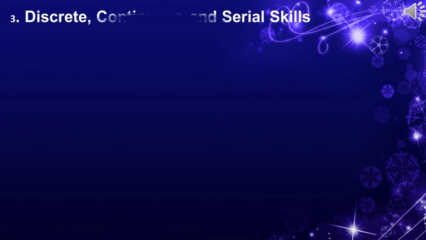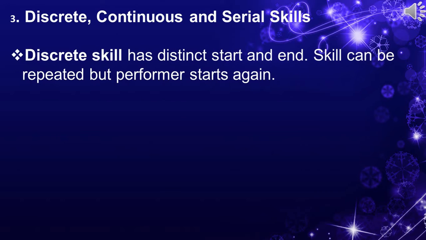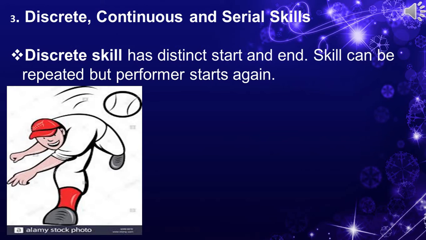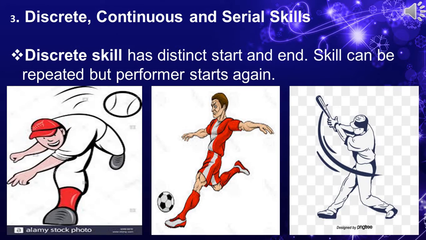Number 3. Discrete, continuous and serial skills. Discrete skill has distinct start and end. Skill can be repeated but performer starts again. Examples of discrete skills are throwing a ball, kicking a football and swinging a bat.